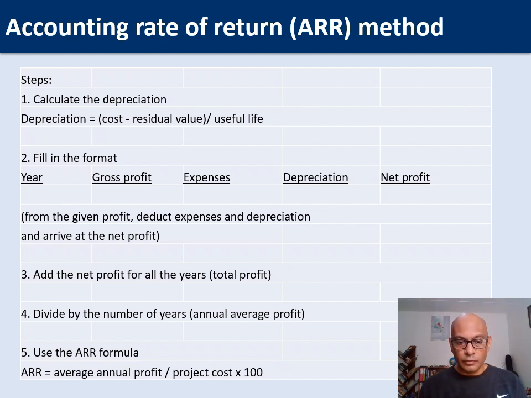Then once you get that, you use the ARR formula. I have mentioned the formula here. ARR is equal to the average annual profit, that's what we just got here, divided by the project cost. The project cost is the initial cost of the project, which you used for depreciation. So that's it. You divide the annual average profit by the project cost and multiply by 100, and you show the answer as a percentage. Usually we round it to 2 decimal places and we have to put the percentage sign. So that's it. Very simple. Now we are going to do a practice question.